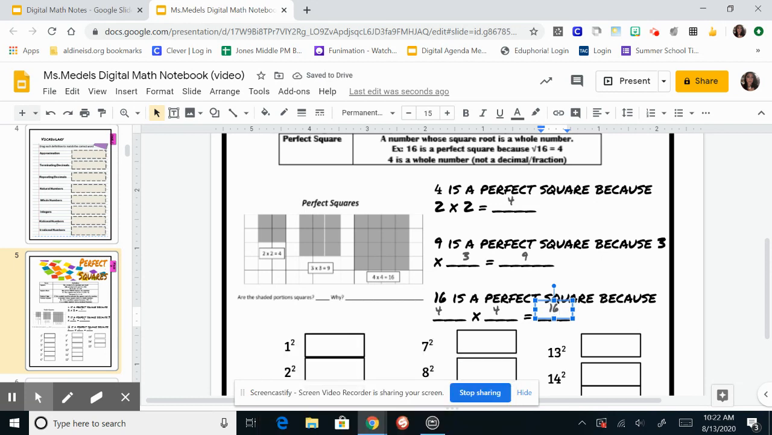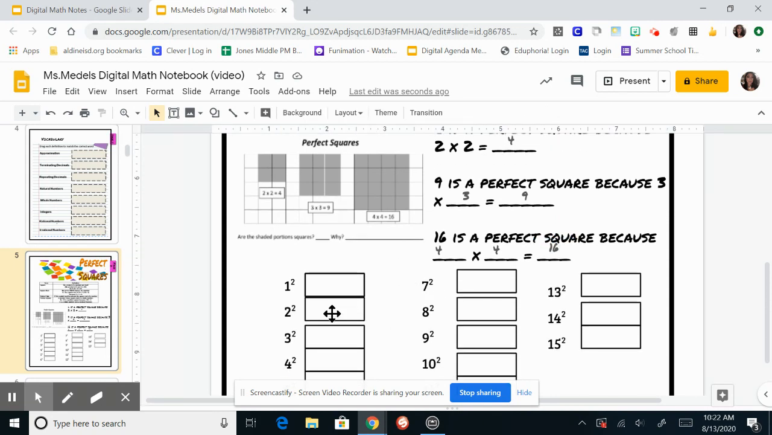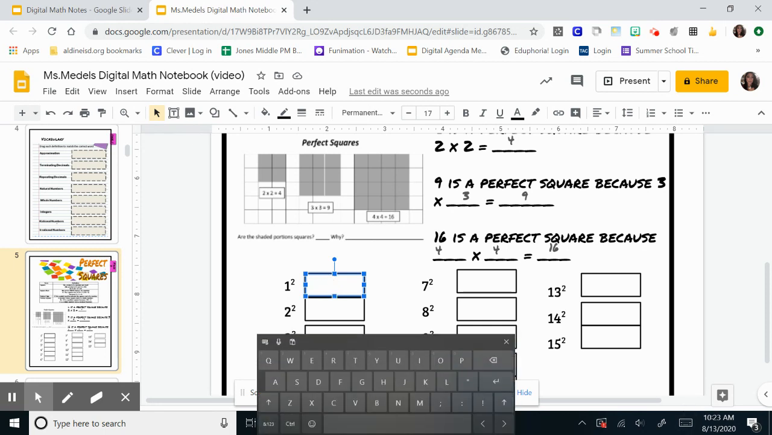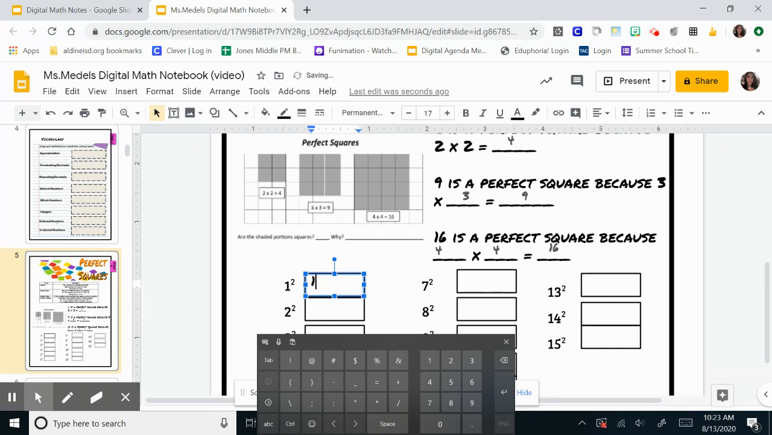Okay? So I've given you a bit of practice with squaring. So we have 1 squared, and I want you to know that when you're saying that a number is squared, you're multiplying that number times itself. So when we say 1 squared, we're really saying 1 times 1, and 1 times 1 is going to be 1. Just as, for example, 2 squared means 2 times 2, which equals 4.